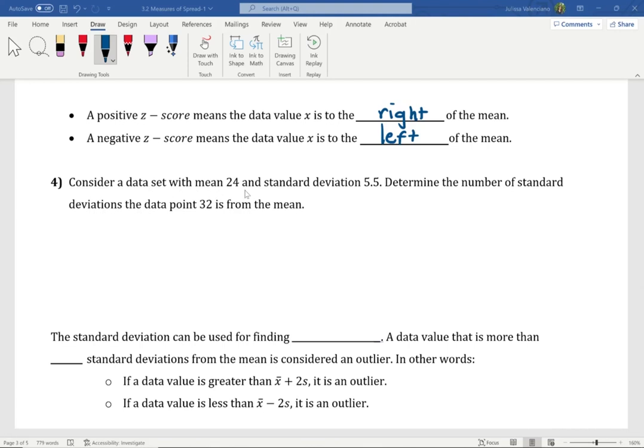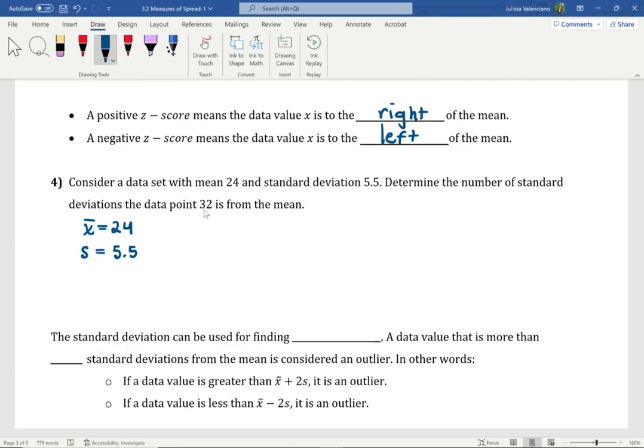Consider the data set with a mean equal to 24 and a standard deviation equal to 5.5. Here we can assume that we're talking about a sample. So when we read that first sentence, we can go ahead and write x bar is equal to 24, s is equal to 5.5. Okay, again, here we're going to assume that this is coming from a sample. That is why we're using x bar and s.